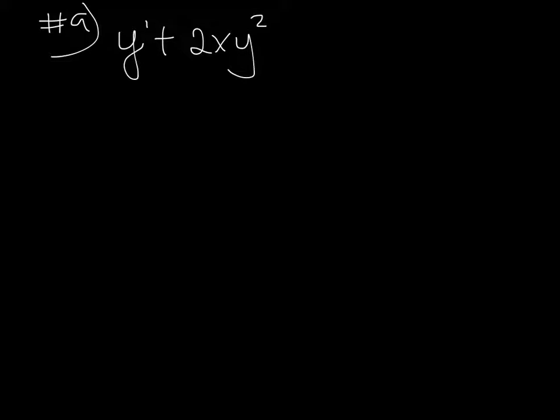Okay, so the next problem is number 9 in your book, and we have y prime plus 2xy squared equals 0, and our function is this rational function, 1 over 1 plus x squared. So the question again is, they want you to verify that this function is a solution to this differential equation. And notice this equation has x and y, so we have two variables, or it's a multivariable equation. And so let's start substituting.